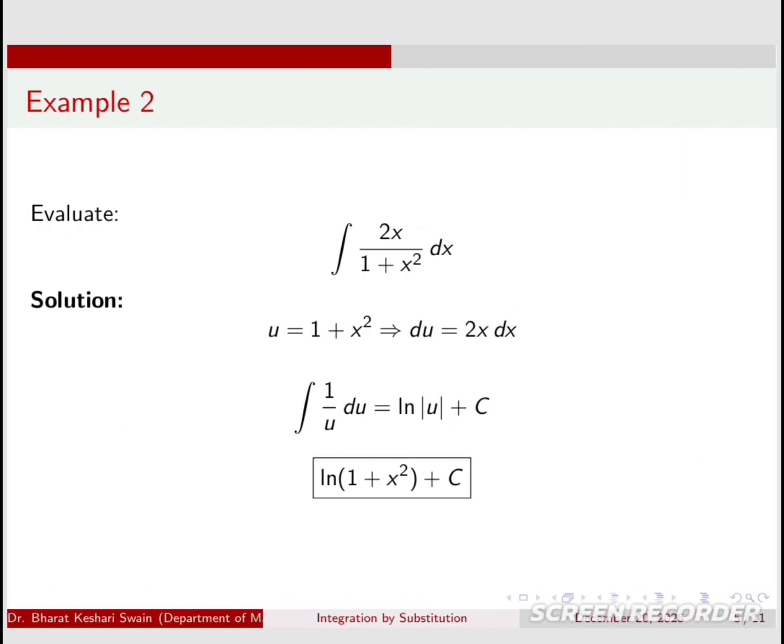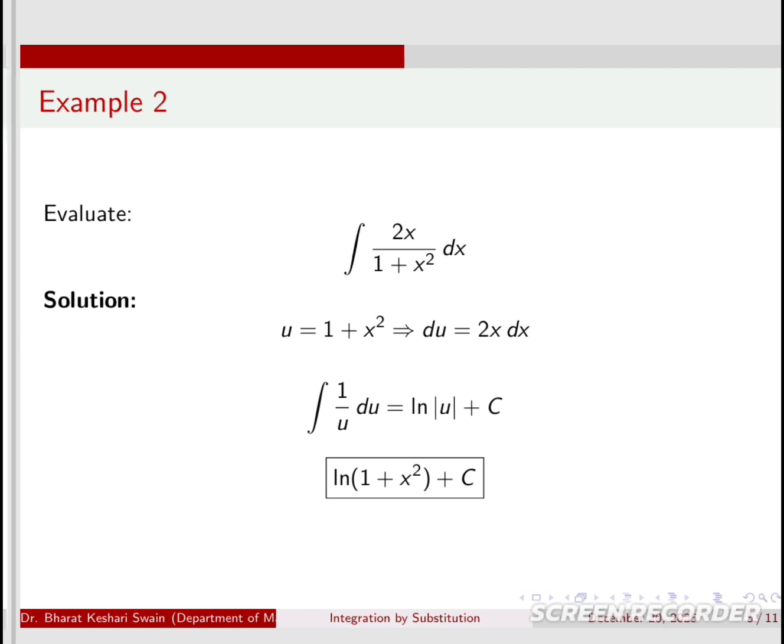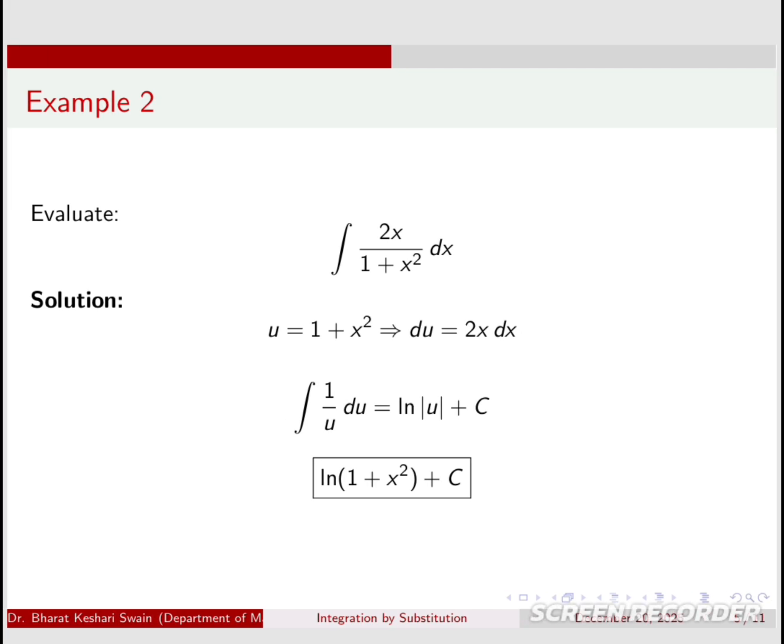Example 2. Same thing here. The question is 2x divided by 1 plus x square dx.